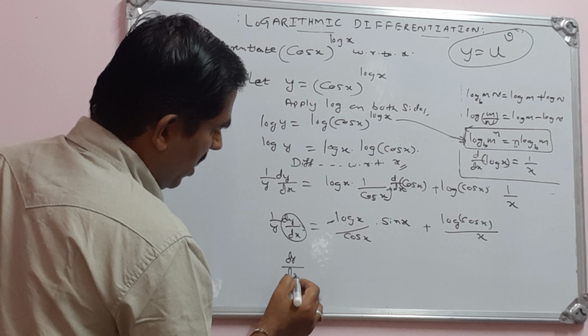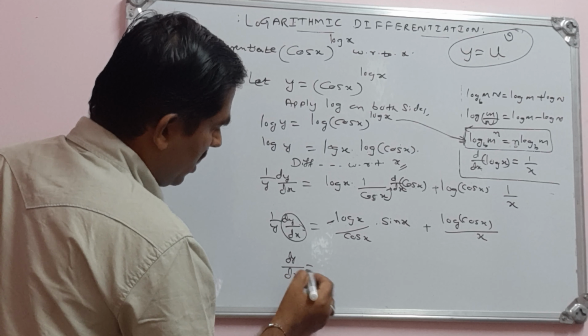I want dy by dx. So dy by dx is equal to, shifting this y across by cross multiplying, y into the whole quantity, which you can copy and paste here. If it is possible to simplify, you can do so. Minus log x, sin x divided by cos x is tan, plus log of cos x divided by x. So this is the derivative. Otherwise you can write sin x by cos x as it is, no problem.